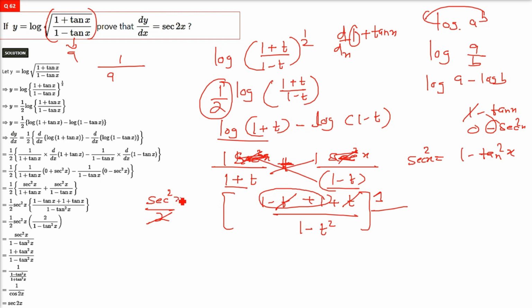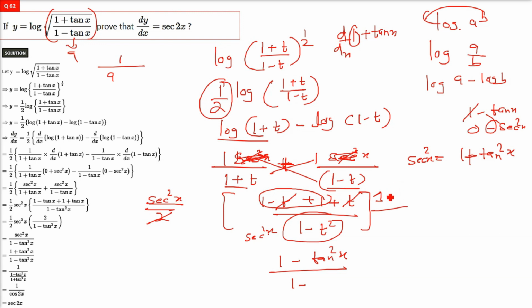Now the problem here is we have to get only sec 2x. So what do we do here? We will not use that. As I told you, 1 minus tan square theta is not sec square theta. It is 1 plus tan square theta. Sorry. Sec square theta is 1 plus tan square theta. I have changed it here. So sec square theta is 1 plus tan square theta.